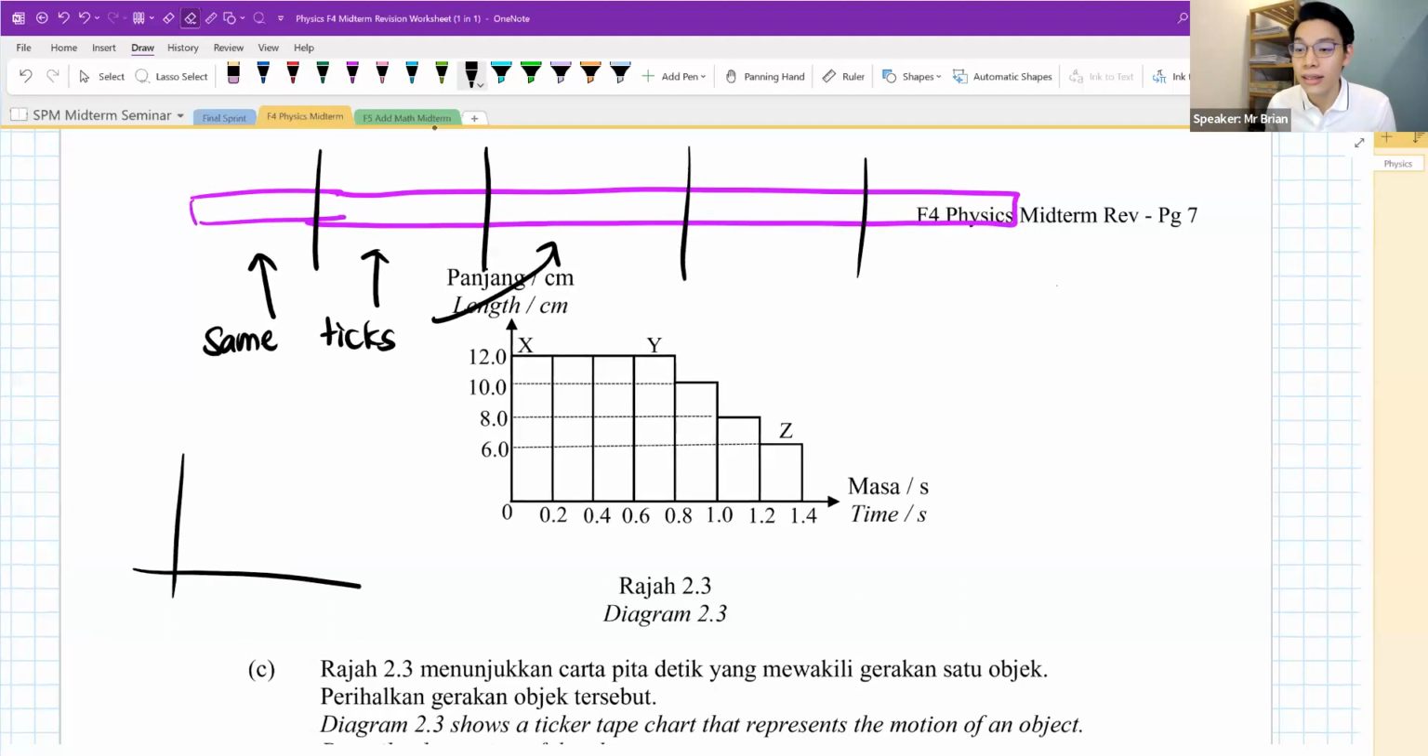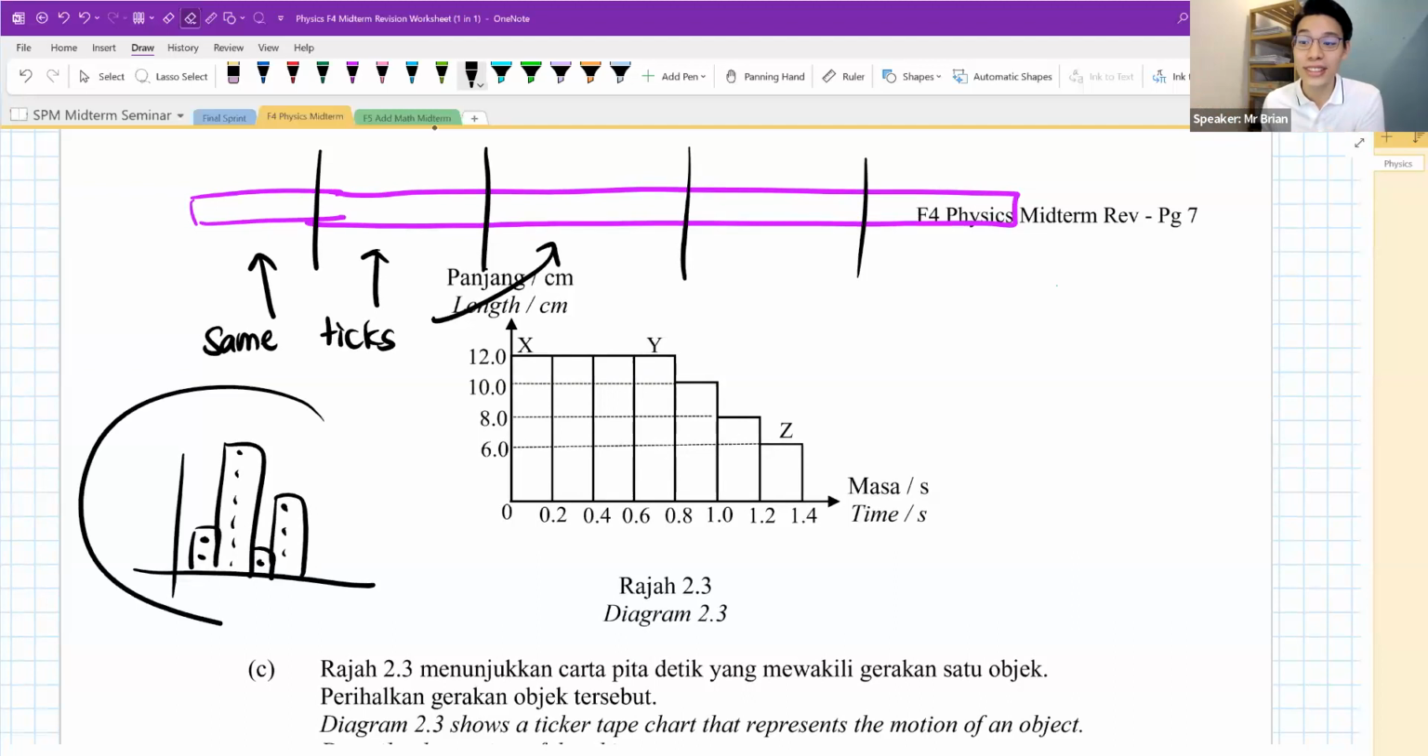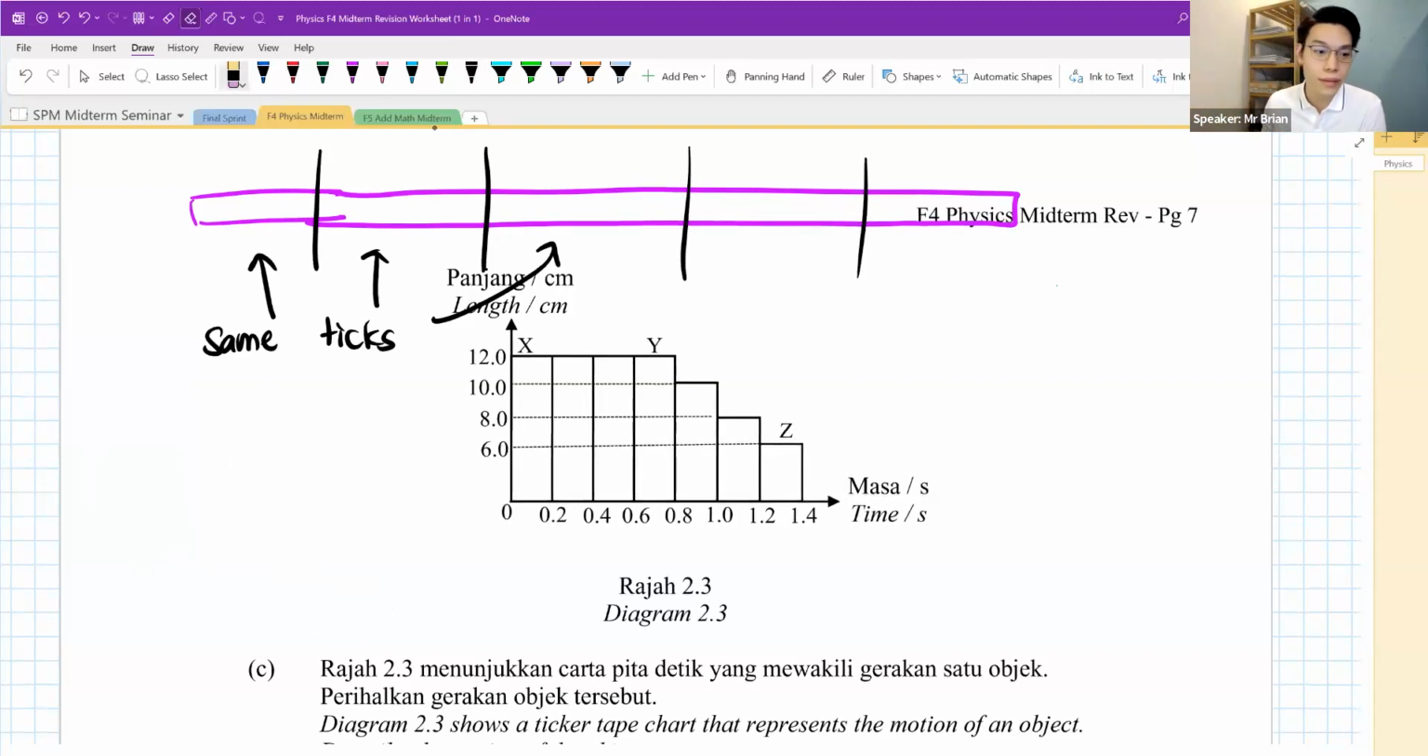Because imagine this: maybe one strip only has 2, another strip is very long, then another strip only has 1. How are you going to analyze? What is the point of analyzing this graph? It just doesn't make sense. So if you simply cut the strip, it doesn't make sense. Therefore, for your ticker tape chart, it will always be the same number of ticks. You cut, and then you paste.